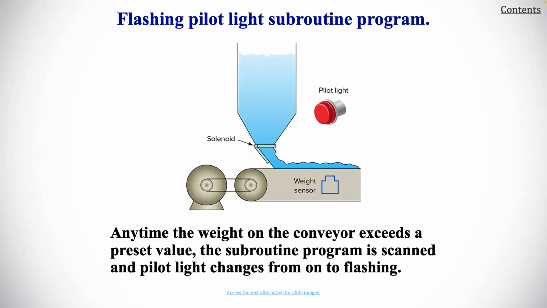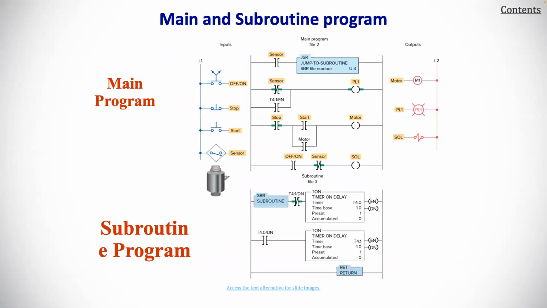What about a flashing pilot light subroutine program? Anytime the weight on the conveyor exceeds a preset value, the subroutine program is scanned and the pilot light changes from on to flashing. That would be an example of the kind of function that you could do.